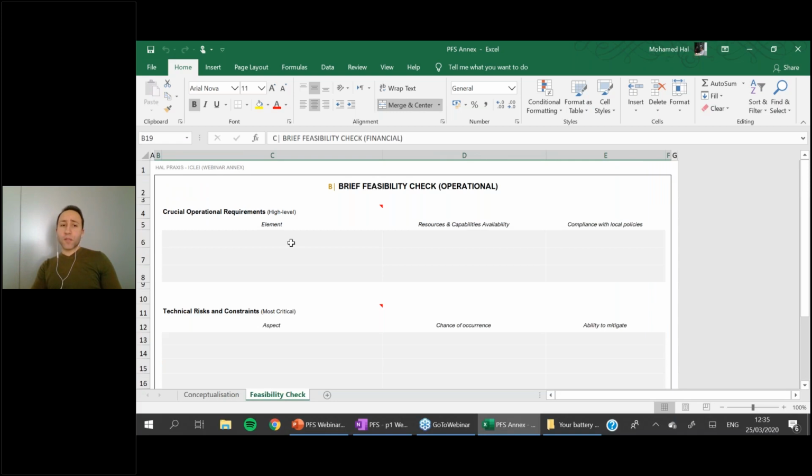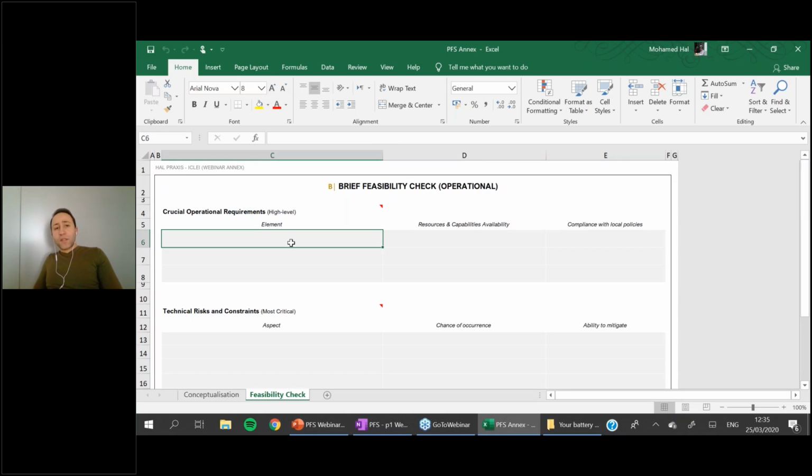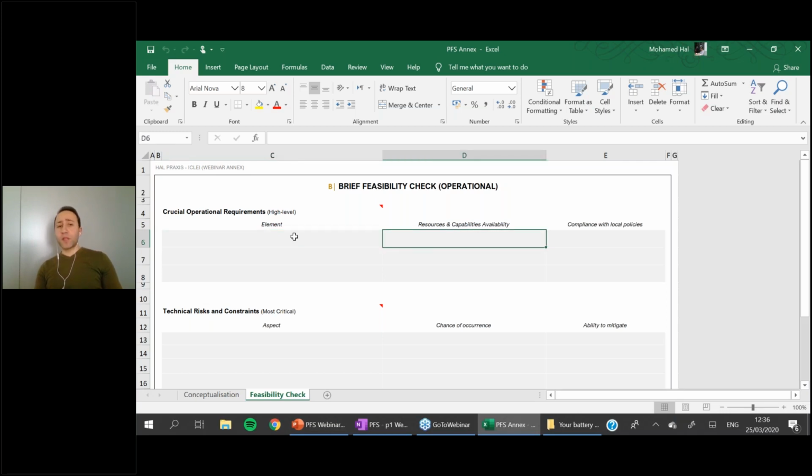Now coming to the brief feasibility check, that's a very simple slide as you see here. It's just a checklist or a template that could help you answer the few questions that I need you to answer fast. So remember when we talked about the operation requirements that you have to tackle before you get to the financial elements or before you get a feasibility study, you have to write down here the crucial elements that you need. You have to write down, do you have the resources and capabilities to tackle these elements?